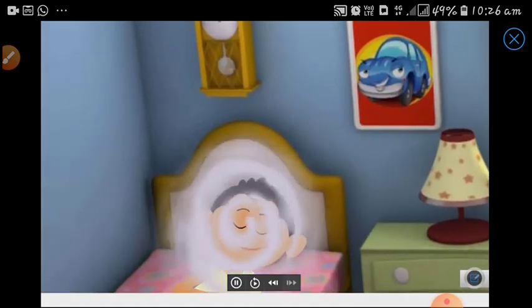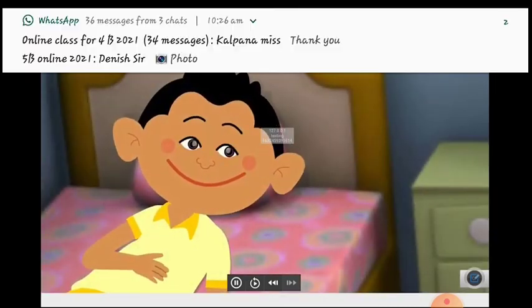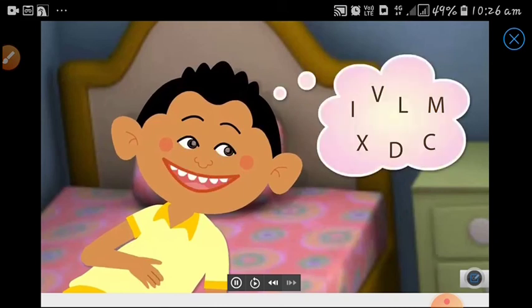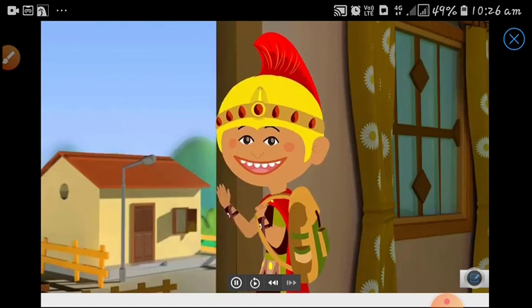Pasha wakes up from his sleep, feeling a little lost. Soon he realizes that he has been dreaming about Roman numerals all night. Pasha feels a lot more confident now and is all set to play his role of a Roman warrior.